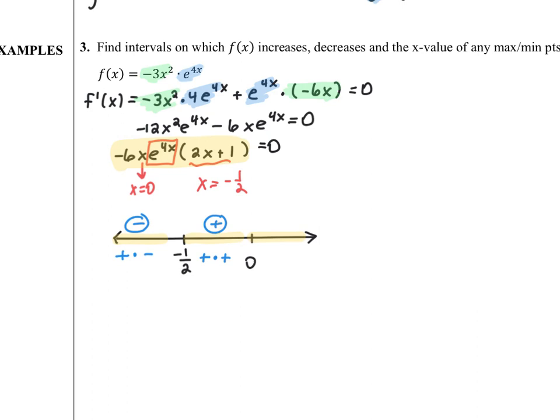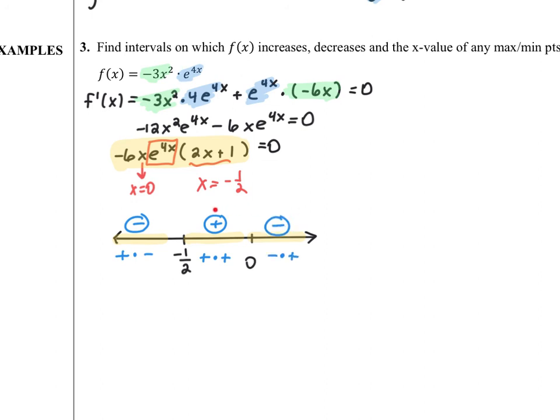One more interval to go, pick a number greater than 0, like 10. And when I put a 10 in for this x times the negative 6, it's going to go negative. This e will always be a positive. When I put a 10 in here times 2 plus the 1 is going to give a positive. So I have a negative times a positive, which is a negative. The hard part is done.